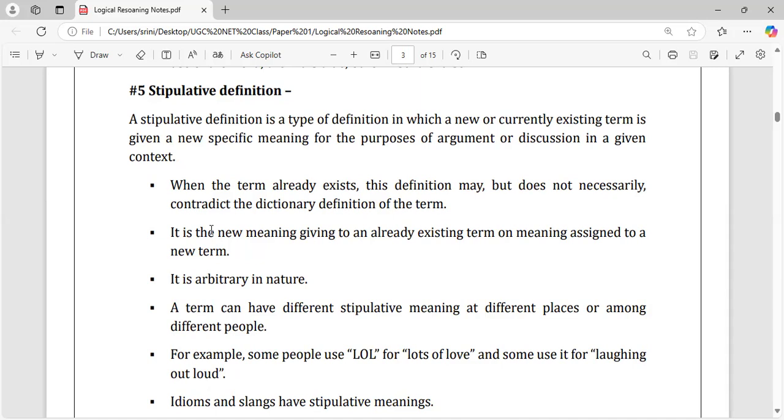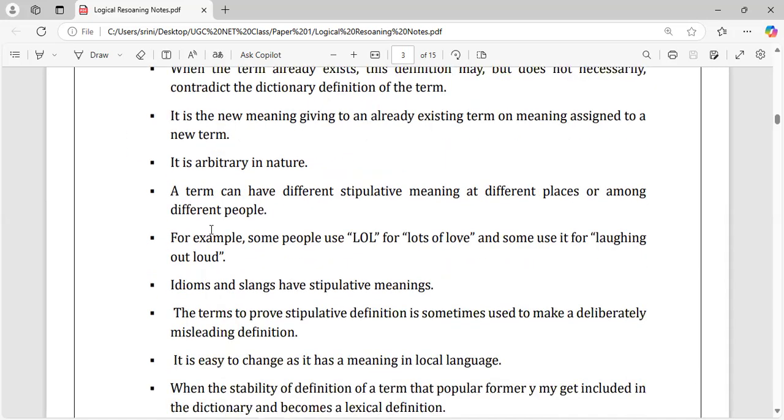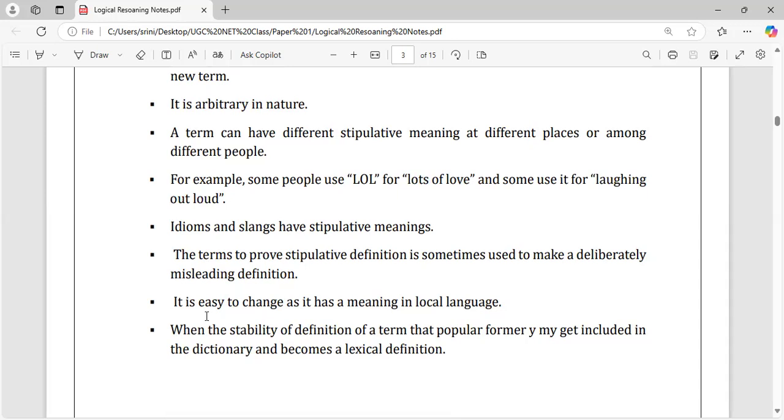It is arbitrary in nature. A term can have different stipulative meanings at different places or among different people. For example, LOL for lots of love, and LOL is also used for laughing out loud. Some people use LOL for lots of love, and some people use it for laughing out loud. Idioms and slangs have stipulative meanings. Stipulative definition is sometimes used to make deliberately misleading definitions. It is easy to change as it has meaning in local language.